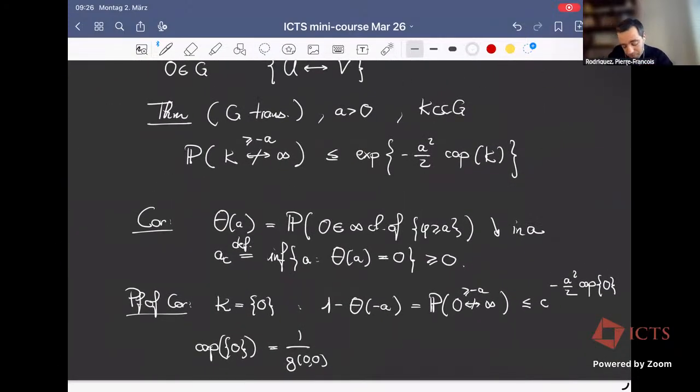And my graph is transient. So this Green's function is finite, which means that this quantity is actually strictly positive. And so, this is, after all, strictly less than 1 as soon as A is positive. And that's the proof of the corollary.